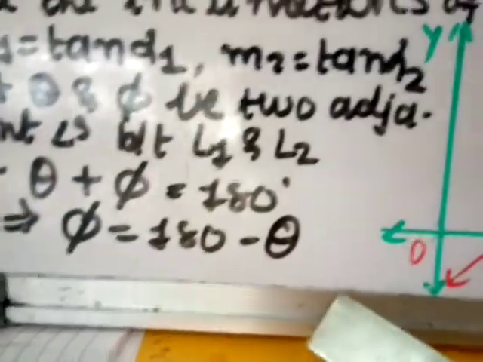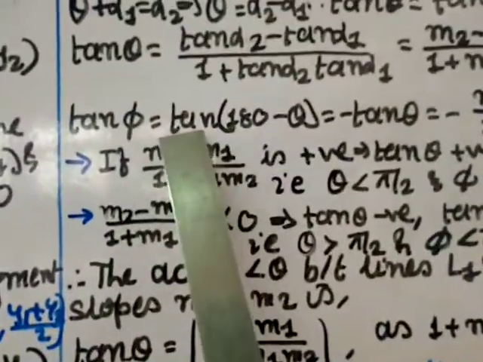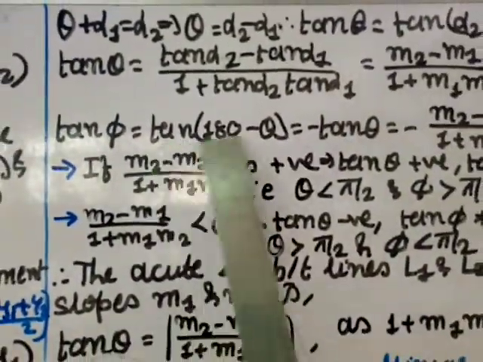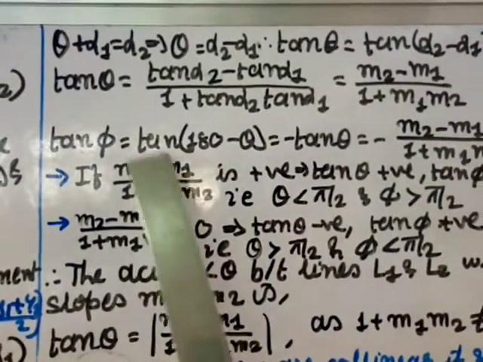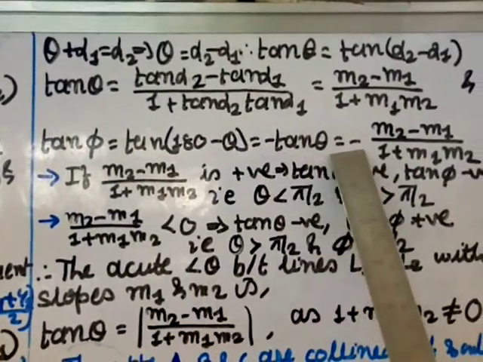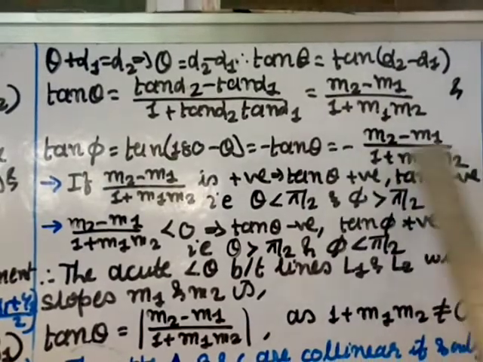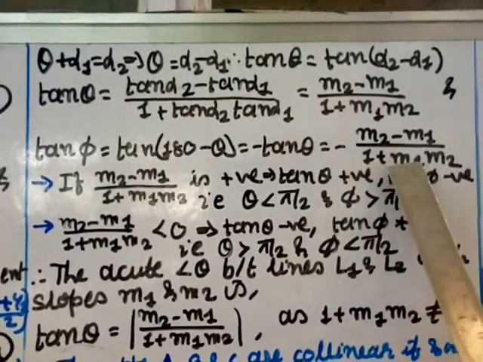it is 180 minus theta. Okay, so we place here tan of 180 minus theta. Now again 180 minus theta is in the second quadrant, so this value is minus tan theta. So minus tan theta, what you found here, place here. So m2 minus m1 divided by 1 plus m1 m2.